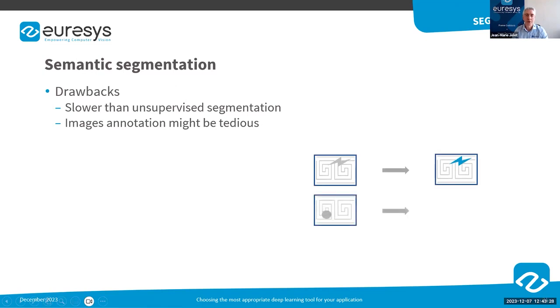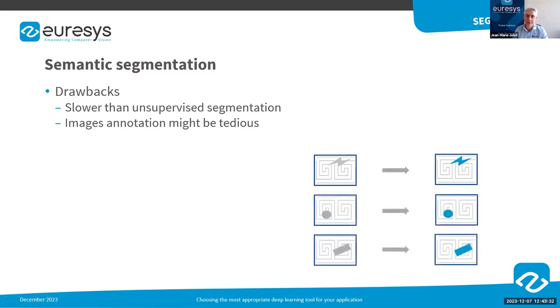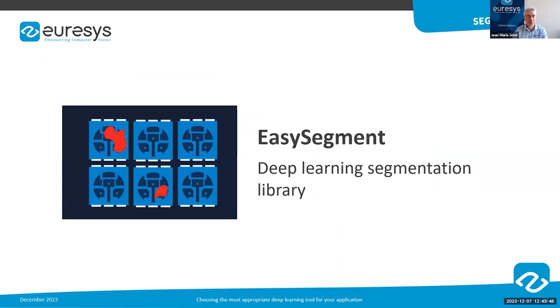The preparation of the dataset before training also takes more time because each image must be annotated with the ground truth segmentation. And furthermore, at least 100 annotated images must be provided per class to train a supervised segmentation. So in OpenEvision, the deep learning segmentation library for both supervised and unsupervised modes is called EasySegment.